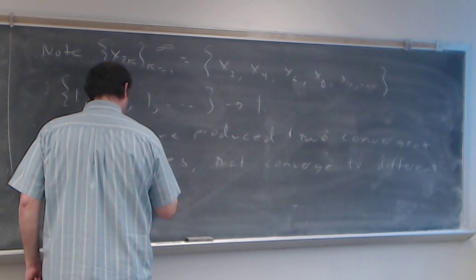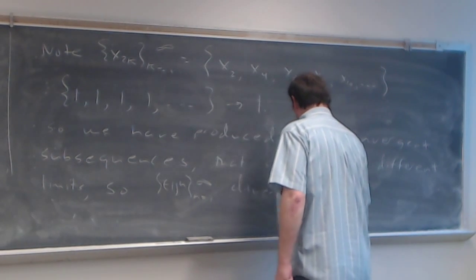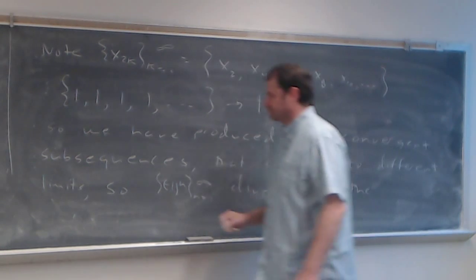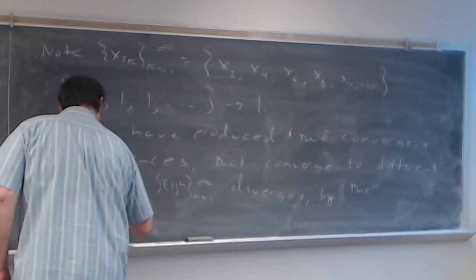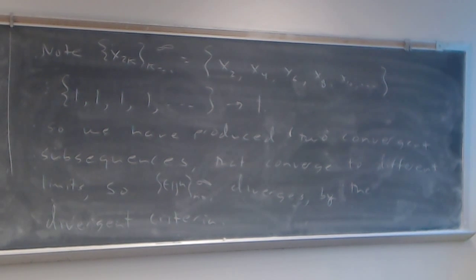So the original sequence, minus one to the n, diverges by the divergence criterion. We're learning something about subsequences and being able to use them to say when something is not convergent. We also have learned that for every convergent sequence, every one of its subsequences converges to the same thing.